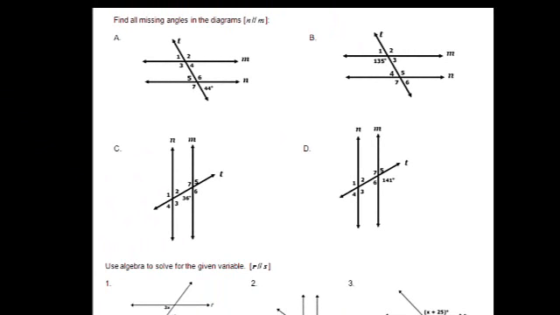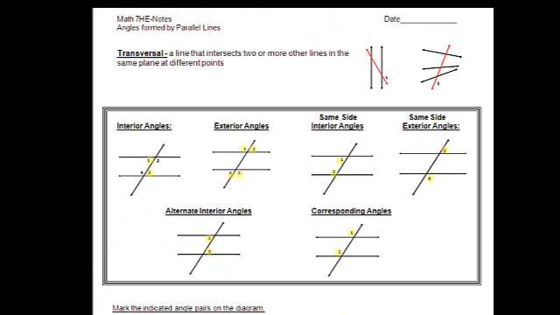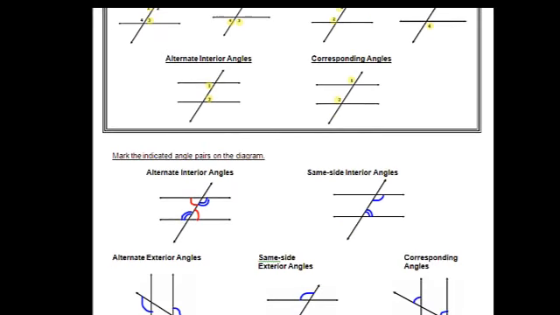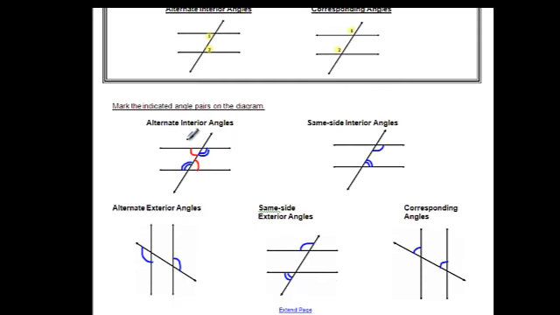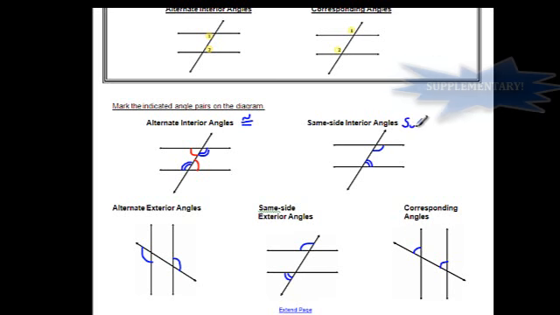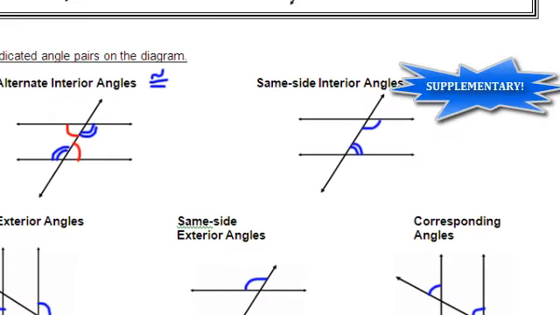So it asks you to find all the measures in the diagram. Well, let's go back to our pictures for a second. What is true about alternate interior angles? In this picture, you can see it. Alternate interior angles have the same measure. They are congruent. Same side interior angles, they are not congruent. They are supplementary. So they add up to 180.